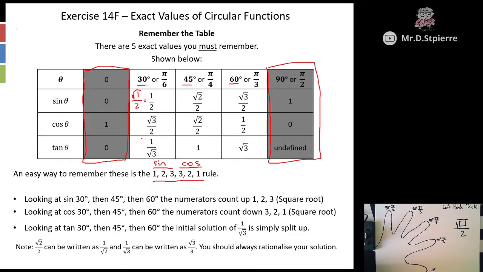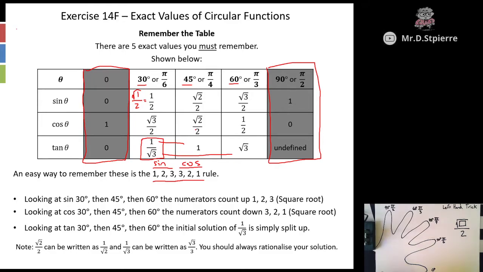Tan is a matter of remembering 30 degrees is 1 on root 3. And then 45 is the numerator, and 60 degrees is the denominator. So this one is probably the most abstract in having to remember an actual value. All the others are something on 2. So that's the 1, 2, 3, 3, 2, 1 method.